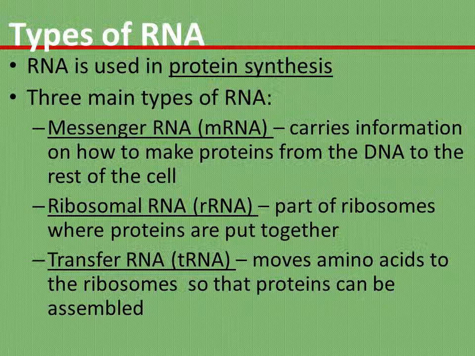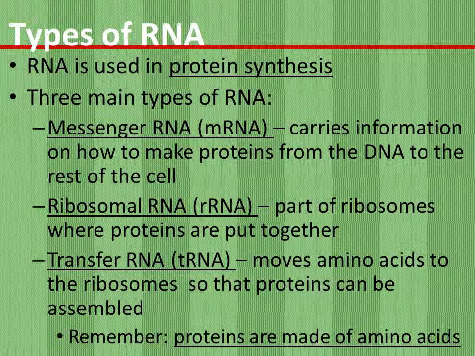So again, RNA, single-stranded, it's used in protein synthesis. There are 3 types. There's messenger RNA that gets information from the DNA. There's ribosomal RNA, which is going to be a part of your ribosome, and it helps put proteins together. And lastly, there's transfer RNA or tRNA. And tRNA is going to determine which amino acids to be used for the proteins. And it figures that out by getting the information from the messenger RNA.